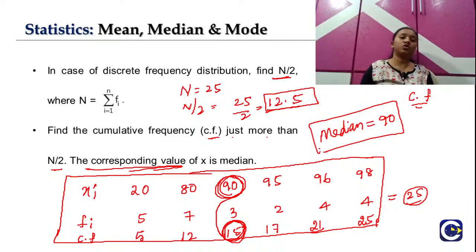So this is how we will do it for our individual distribution as well as the discrete frequency distribution in order to find the median. We have one more distribution, the continuous frequency distribution. That we will see in our next session, and after the median it's followed by the mode, and we have a few more concepts like standard deviation and all. So we'll discuss that in our next session of statistics.